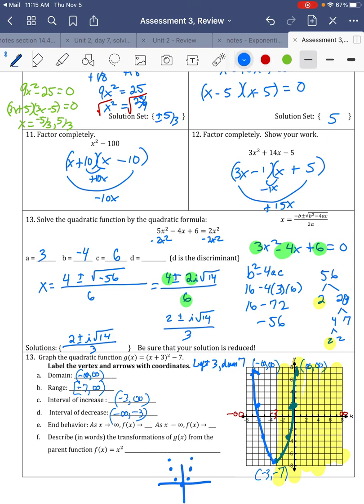All right, my end behavior. Both ends of the graph are going up, so they're both going to positive infinity, my y values. All right, describe the transformation. So we kind of already did that, but it went left 3 and down 7.